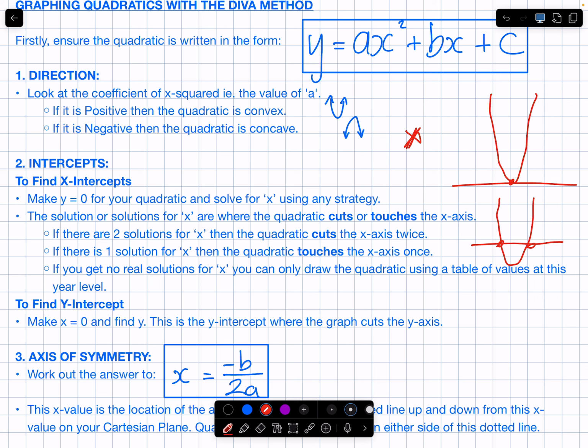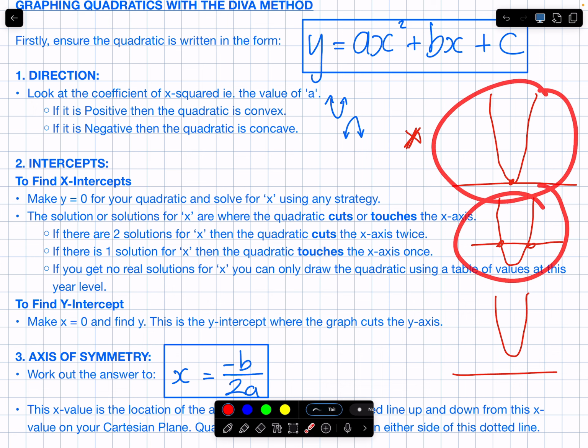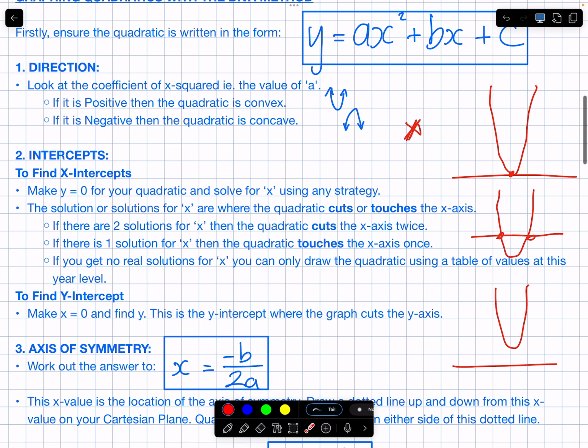And the last option, if you get no real solutions, which isn't going to happen in your test, okay? But if you get no real solutions for x, that means that the quadratic, that's the x-axis, it's hanging out, it's floating above it. You can't answer that in year 10 yet, okay? So guaranteed in your DIVA question, it's going to be one of these two things. You're either going to get two solutions or one. When you make y equals 0, solve for x.